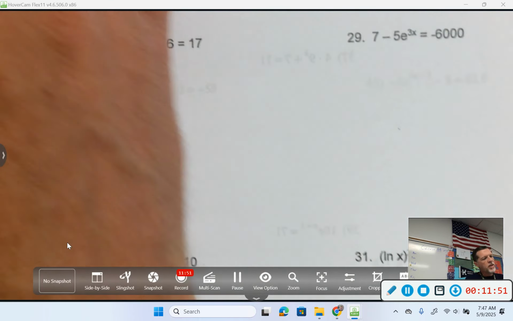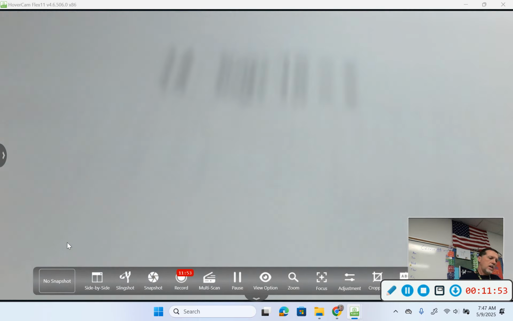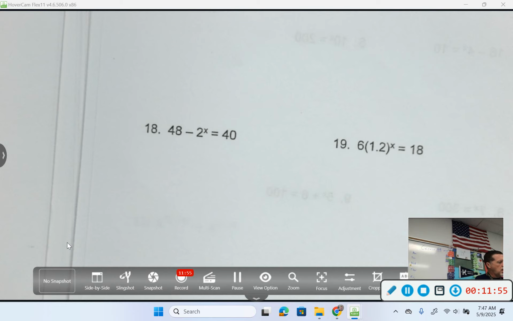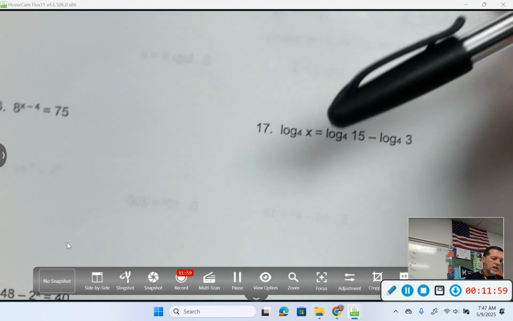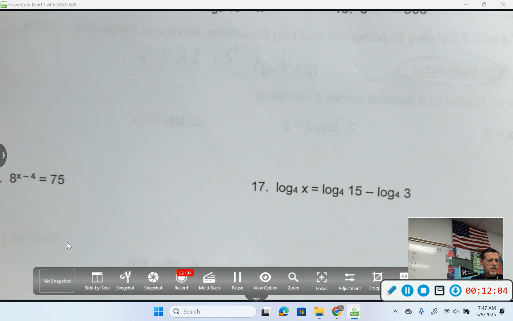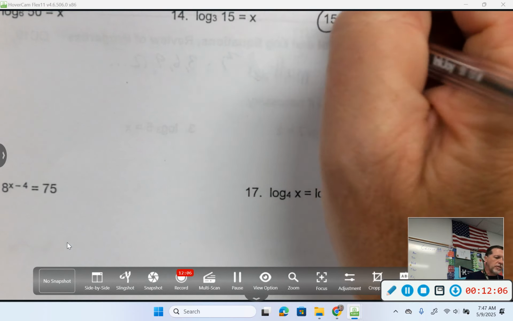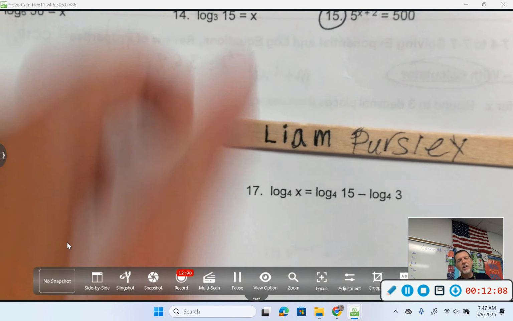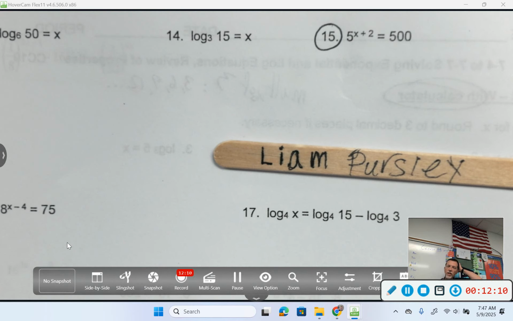Okay, skipping ahead. Let's look at number 15. And that would be a multiple of 3, so there you go. Liam, thoughts on what we should do first on number 15?